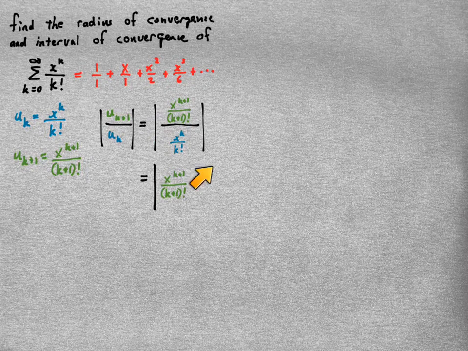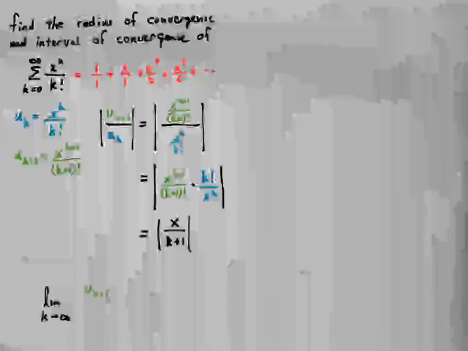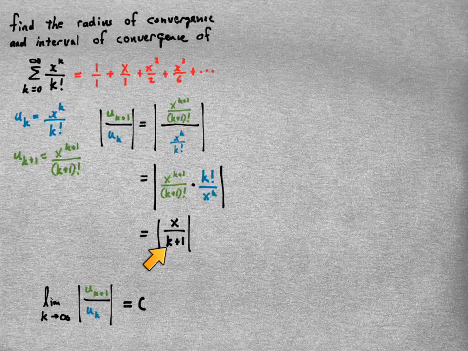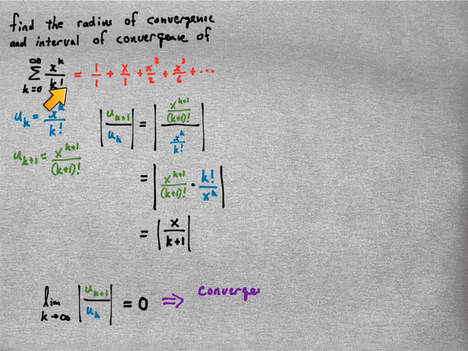Dividing by a fraction, we multiply by the reciprocal, and that creates a convenient situation in two cases. First of all, the k factorial divides with every factor of k plus 1 factorial except the first one. And the x's are the same base. We subtract the exponents for the quotient rule, and we're left with x to the 1. Then, as we take the limit as k approaches infinity, we see the denominator increases without bound, forcing the limit to be 0. What that means is this series will converge for all values of x.